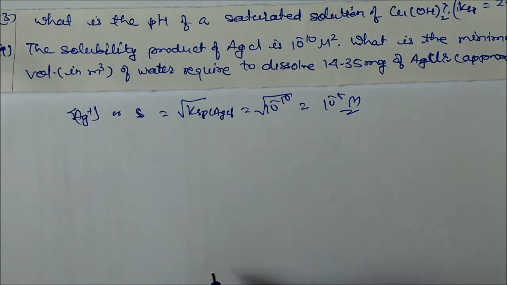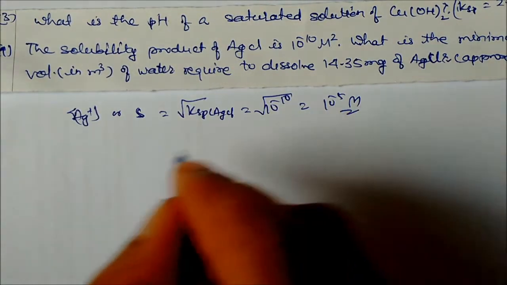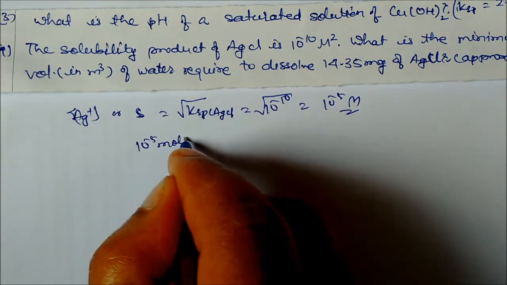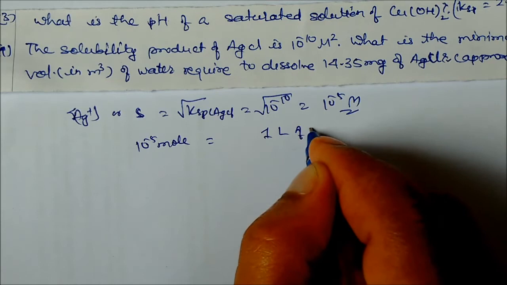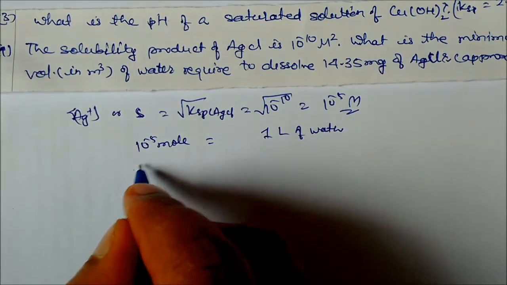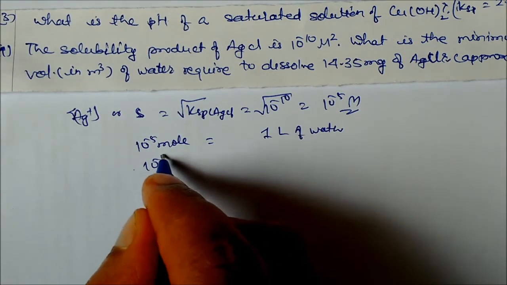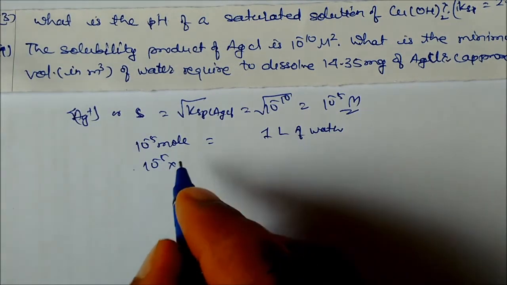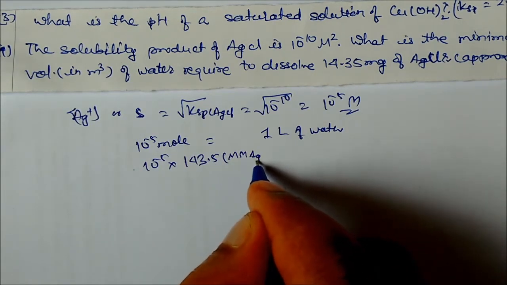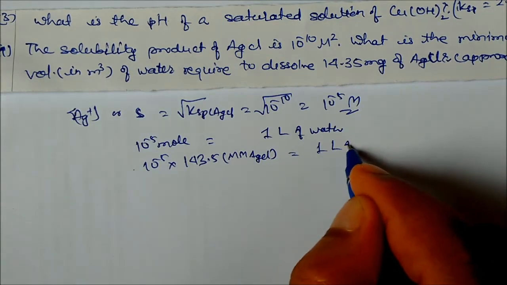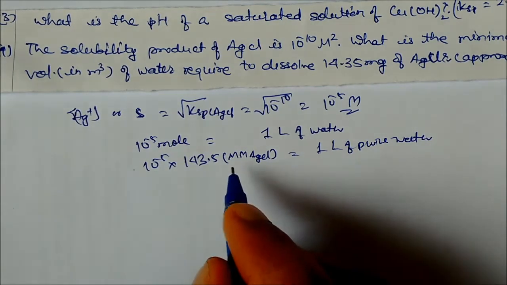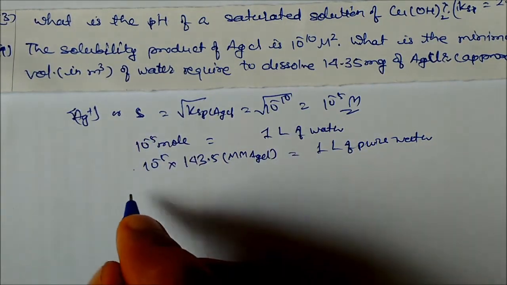Now one thing is that this means that in 10 to the power minus 5 mole we require 1 liter of pure water. How many milligrams have they given? This much. One mole means 10 to the power minus 4, and the molecular mass of AgCl is 143.5 grams, and again we require 1 liter of pure water. Then this AgCl will be completely dissolved in this water because of its solubility product.